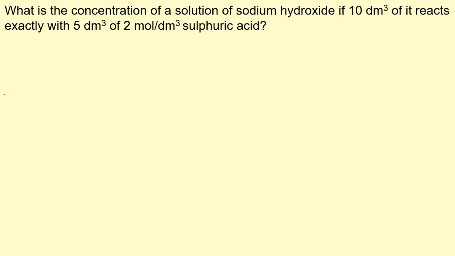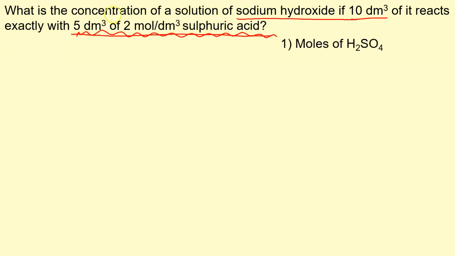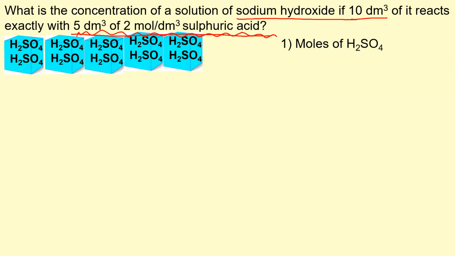Here's another question. What's going to be the concentration of sodium hydroxide if 10 decimeters cubed of it reacts with 5 decimeters cubed of 2 moles per decimeter cubed of sulfuric acid? Again, the first thing normally to do is find something you know the concentration and volume for. So the number of moles of sulfuric acid: it's 5 decimeters cubed, each decimeter cubed containing 2 moles. So moles is equal to concentration, 2 moles per decimeter cubed, times the volume, 5 decimeters cubed, giving us 10 moles of sulfuric acid.